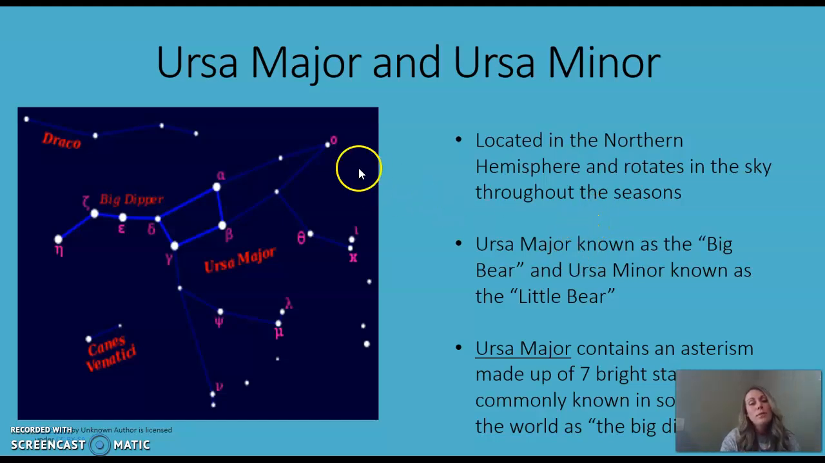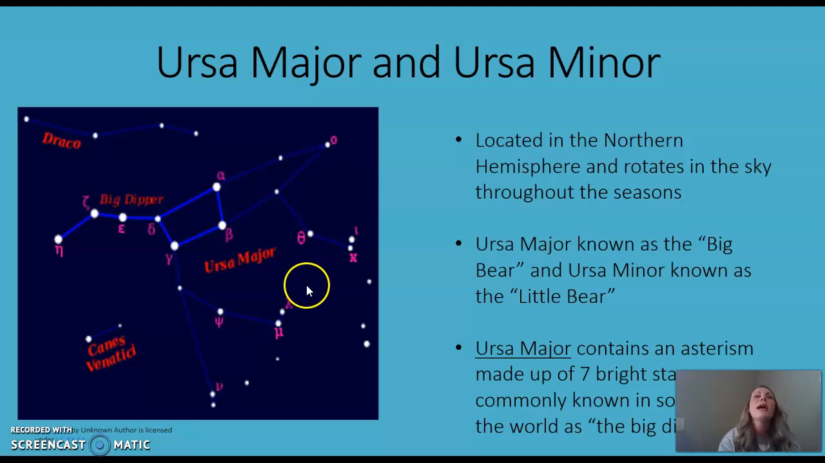Ursa Major is known as the Big Bear, and that's this one over here to your left on the screen. Ursa Minor is known as the Little Bear. Ursa Major actually contains an asterism that you may have heard of called the Big Dipper. The Big Dipper is not a constellation in itself. It's an asterism made up of 7 stars that are included in the constellation Ursa Major.